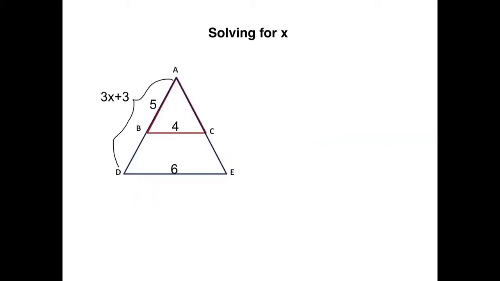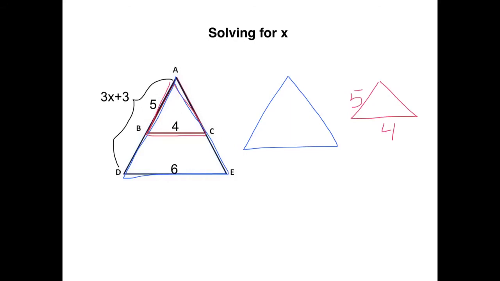Here's another one of those problems where you have a triangle inside of a triangle. Again, here's my smaller one and then the larger one. I'm going to draw them out separately so I can mark off the sides and see the two triangles. And this whole side here is 3x plus 3. So we want to set up corresponding ratios. We've got this time 4 over 6 is equal to 5 over 3x plus 3.